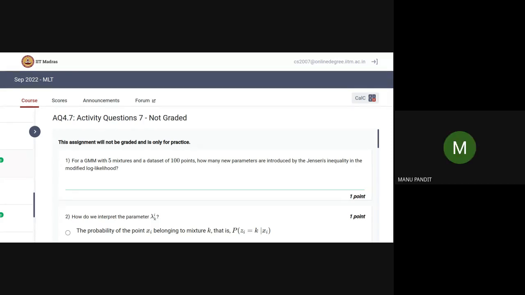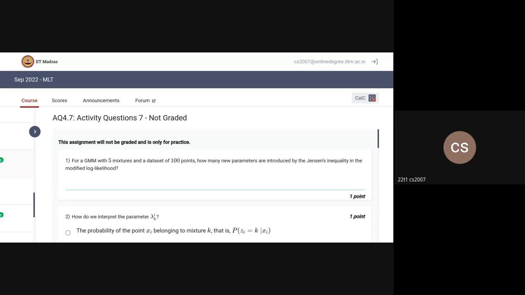I mean, one of the lectures said it is 3k minus 1. So what does that relate to? That 3k minus 1 is the number of parameters of the GMM, but what we are asking here is how many new parameters are introduced by this inequality that we are using. We are referring to the lambda i case here.